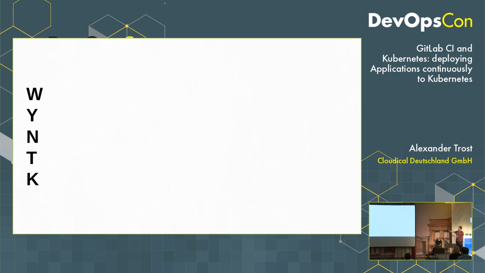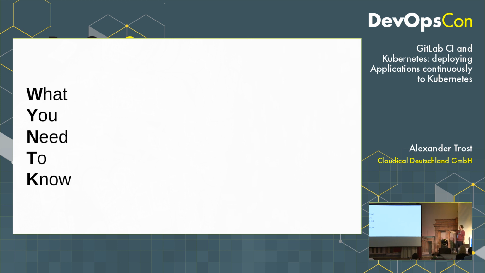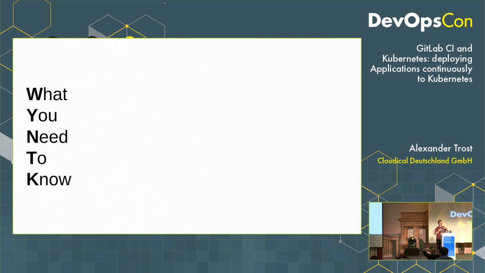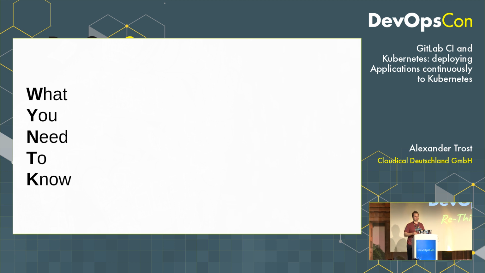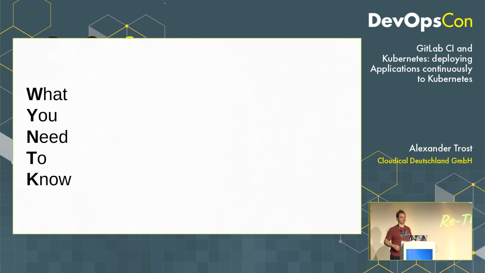What does the WYNTK mean? What you need to know. It's not going too much in depth, even though there's a full GitHub repository from my side which should get you started with everything. There are even like 100 links to the GitLab documentation, if there's anything that isn't done in this example project.